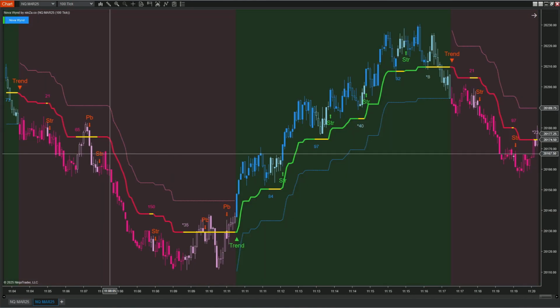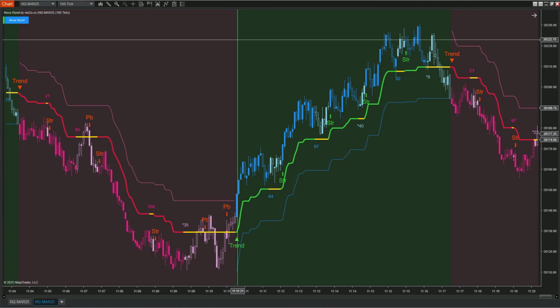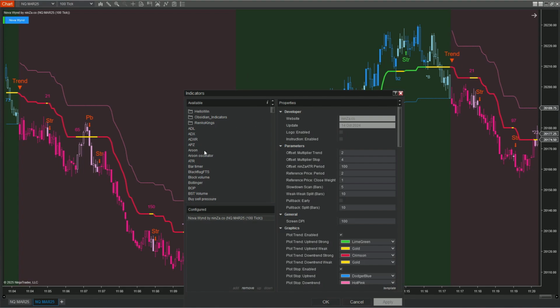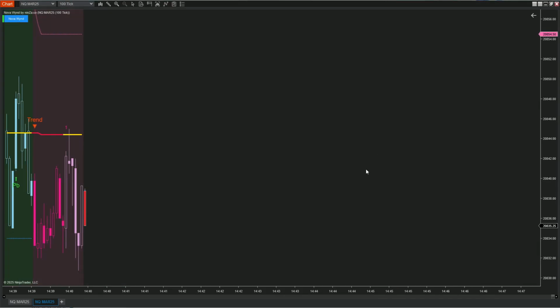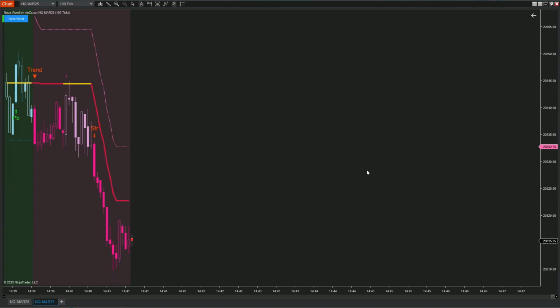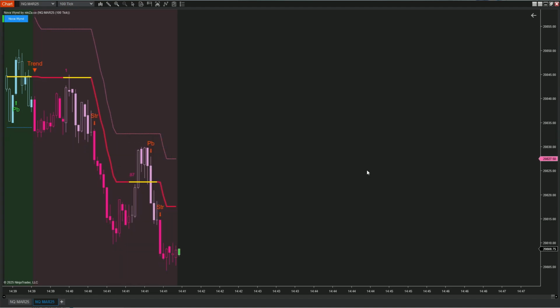The core of Nova Wind is using ATR to determine trends. More specifically, it leverages NINZA ATR, an enhanced version of ATR developed by ninza.co. So why use ATR for trend detection? ATR, average true range, doesn't directly define trends. Instead, it measures market volatility.